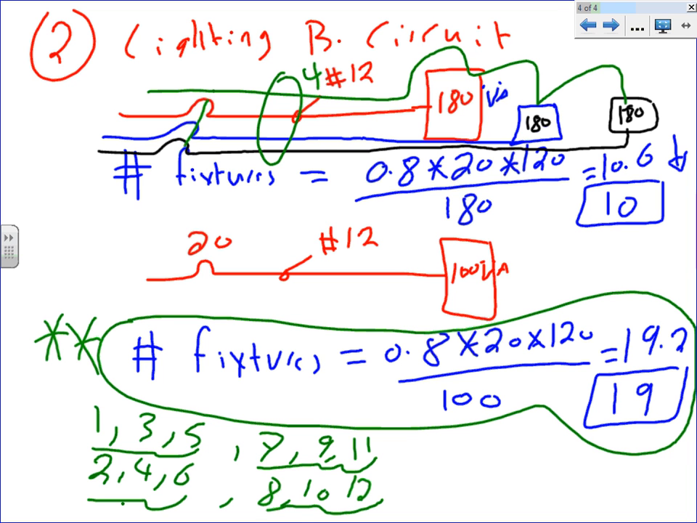Grouping. Can I group lights? Yes, I can group them. Can I group lighting circuits in one conduit? Yes. Why? Because, based on Chad's rule, they're number 12 or less conductors. I can group them.